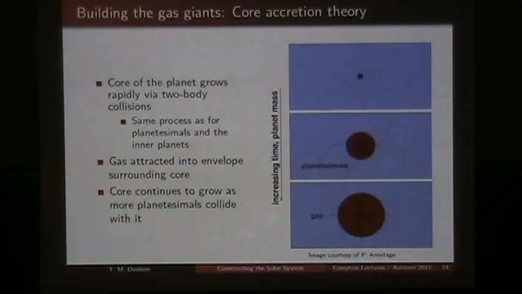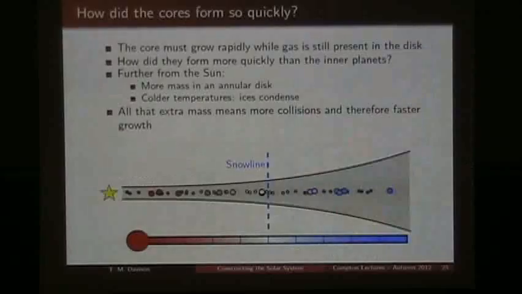So we quickly form this core, and then as that core formed, because it formed so quickly, there's still gas available in the disk, and so that would get attracted to the core by the gravity of the core. And then more planetesimals would form onto this core, and the core would grow, and as the core grows, the gas envelope will grow as the gravity increases. And then when we get to a certain point, we're going to enter a runaway process.